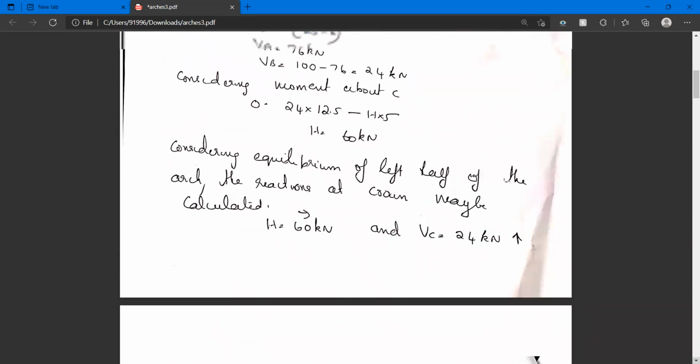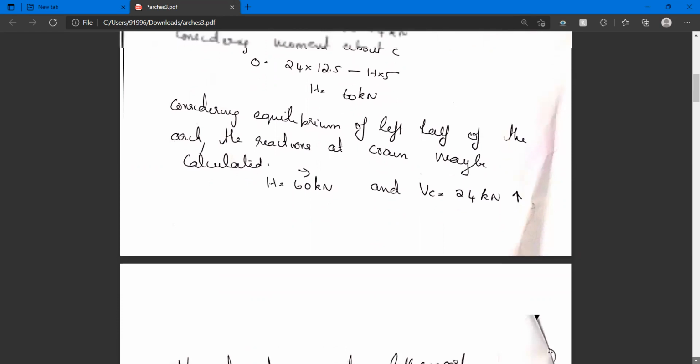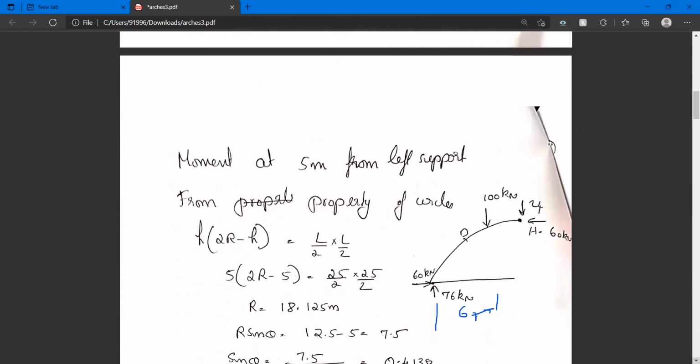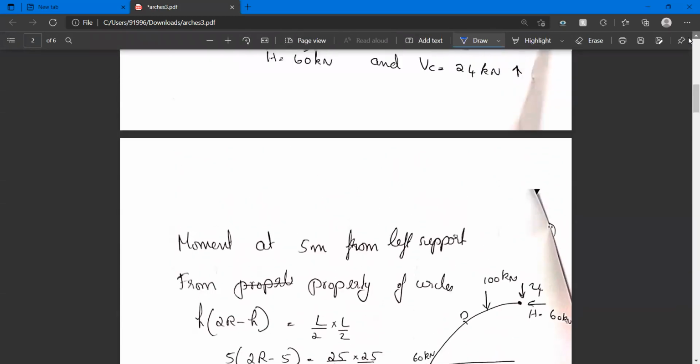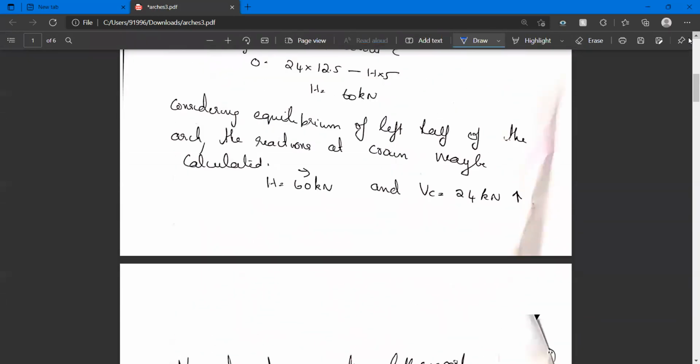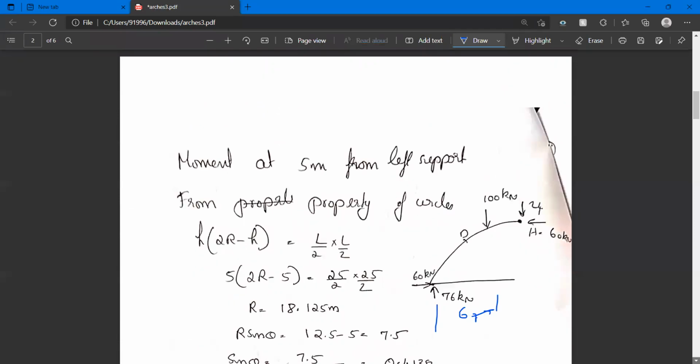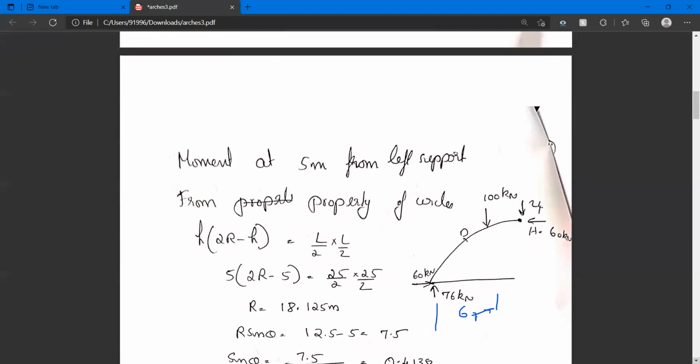Now, considering equilibrium of left half of the arch, reactions at the crown may be calculated. So let us consider left half of the arch. Now, we should find out the vertical reaction. The horizontal force is 60 kilonewton, and we should find out vertical reaction at C. C is the crown.